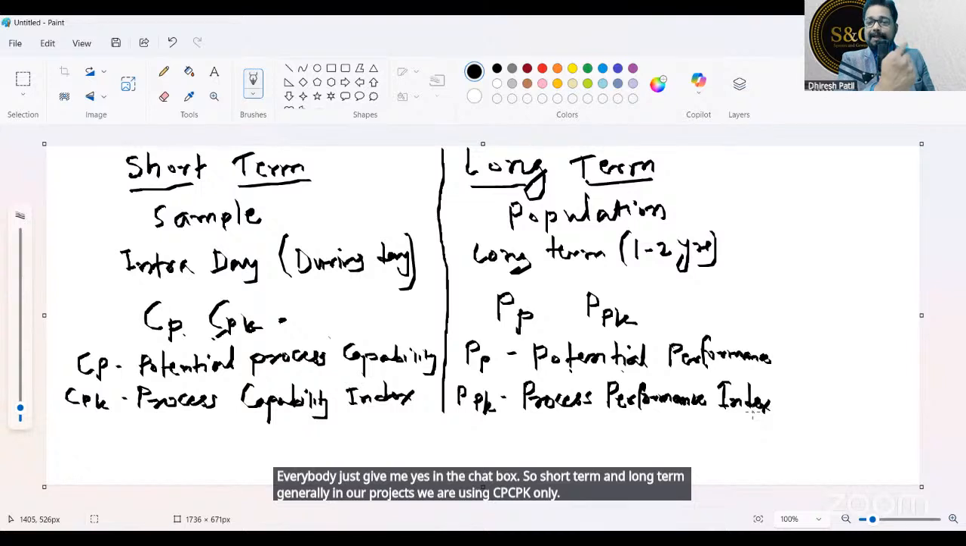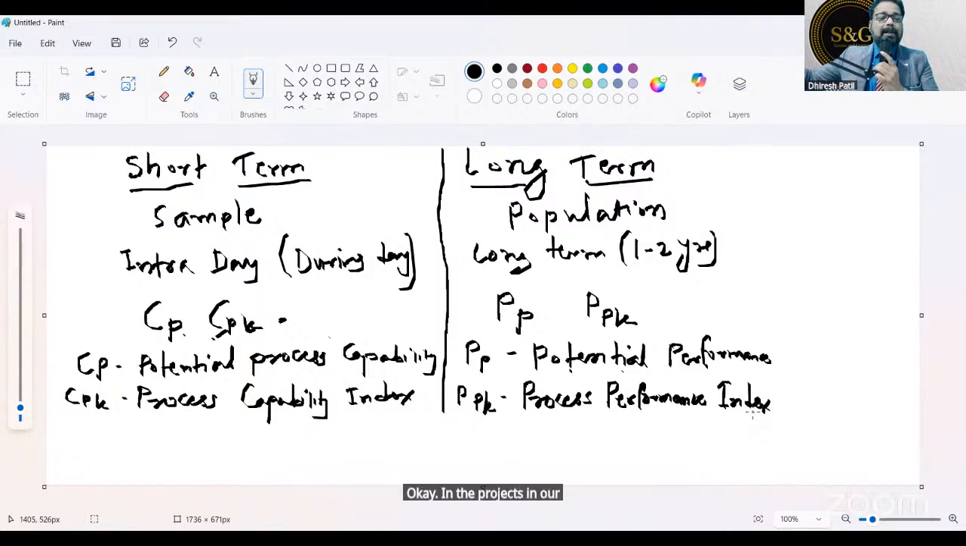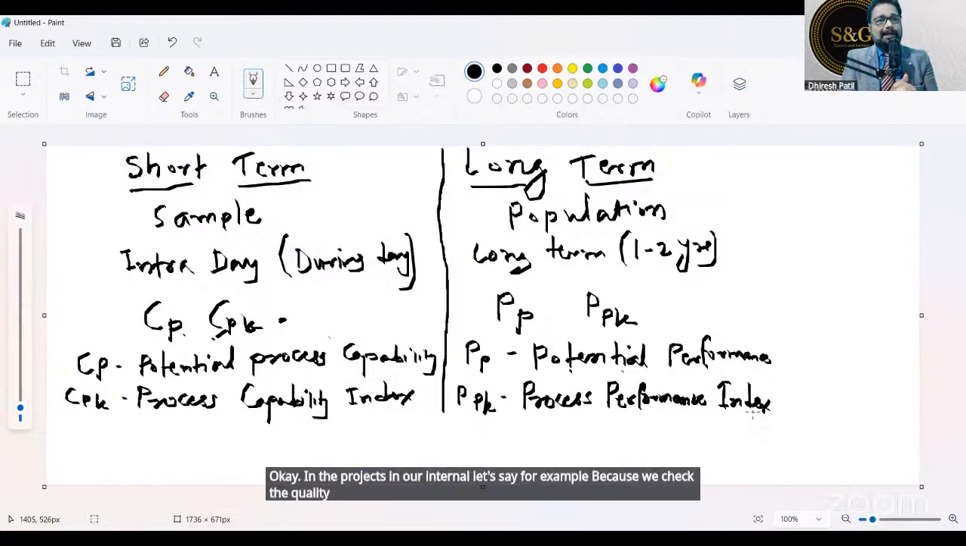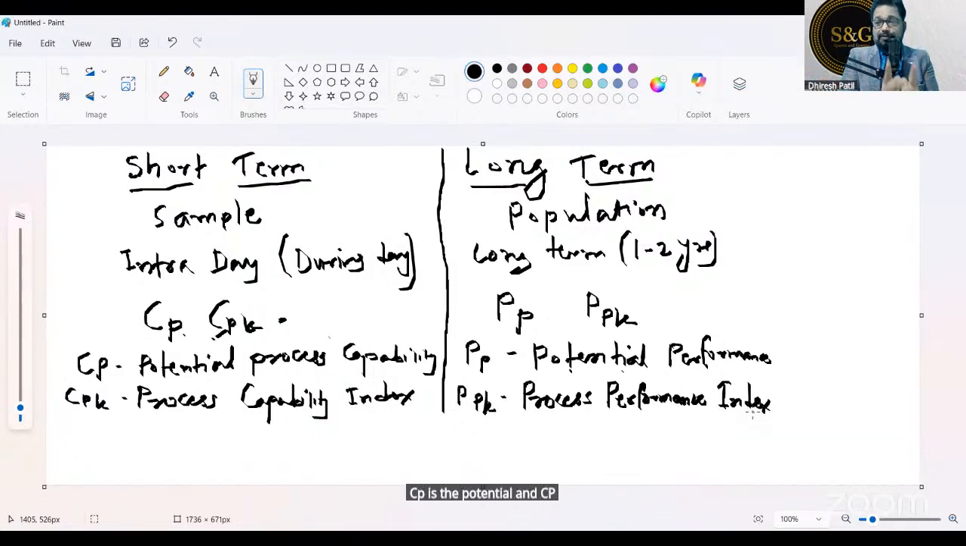In our internal projects, for example, because we check the quality very frequently, it's always a short-term sampling. So we always calculate CP CPK. CP is the potential and CPK is actual, whatever is calculated.